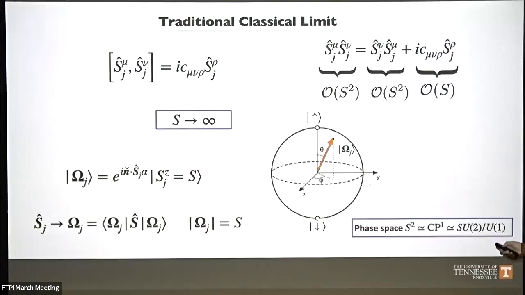Then all I need to do is replace the spin operators with expectation values, and I get a classical vector with fixed norm that defines the phase space of my classical theory as a sphere, which is isomorphic to CP1, the space of one-dimensional subspaces in C2, my space of quantum mechanical states in a two-level system. Good. So that is my phase space.